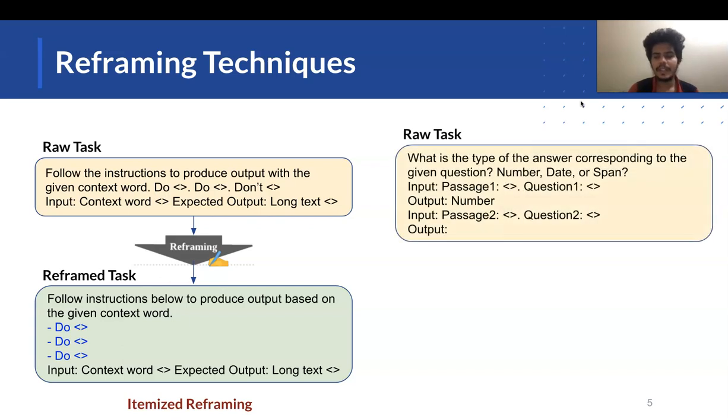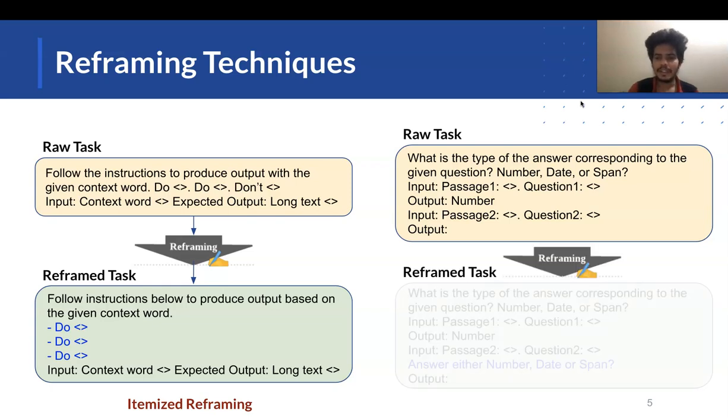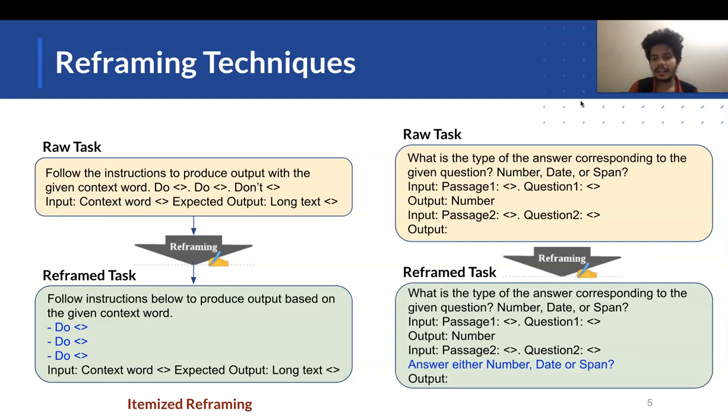Let's see another example. Here, given a passage and a question, the task is to generate the answer type, which can be either number, date, or span. Now for such a task, whenever the model sees a passage and a question, it ends up generating the answer to the question, even though we ask the model to generate its answer type. So in the reframing, we add an extra line at the end that forces the model to generate the answer type, which is number, date, or span. We refer to this as restraining reframing.